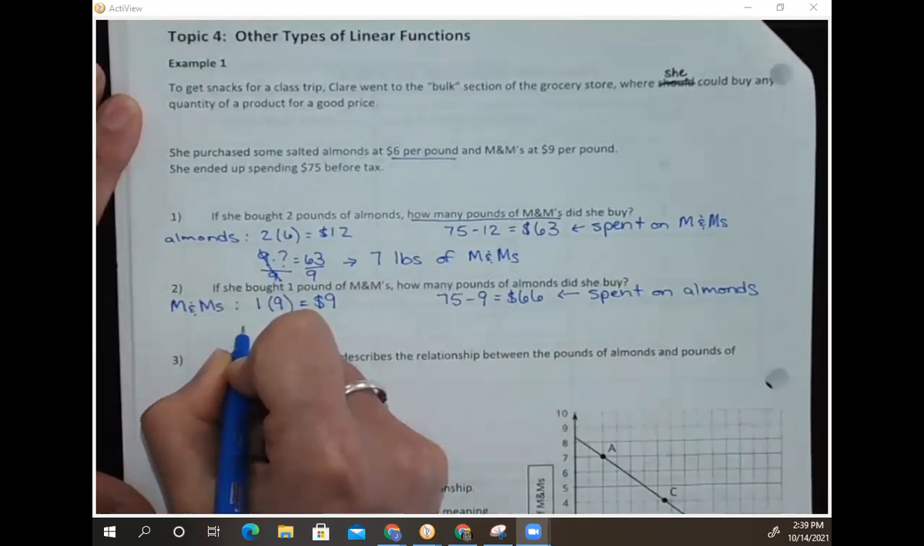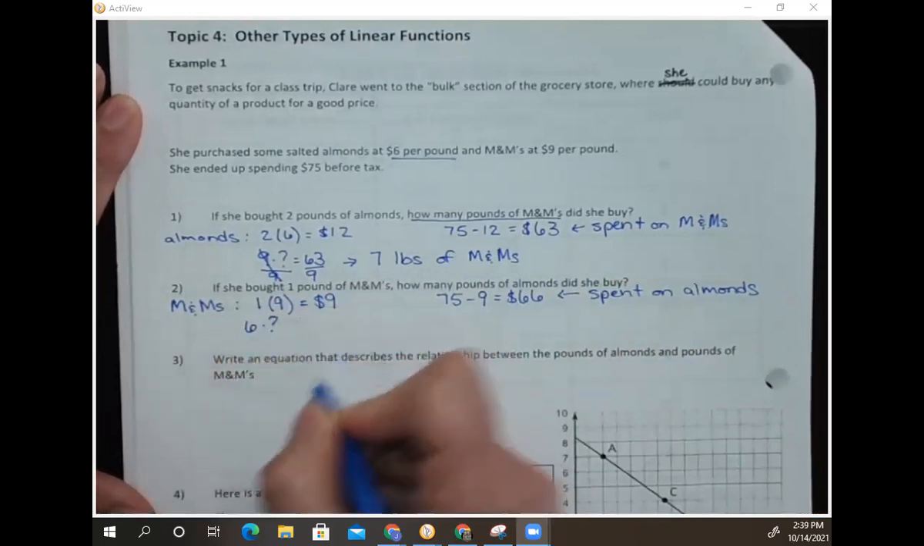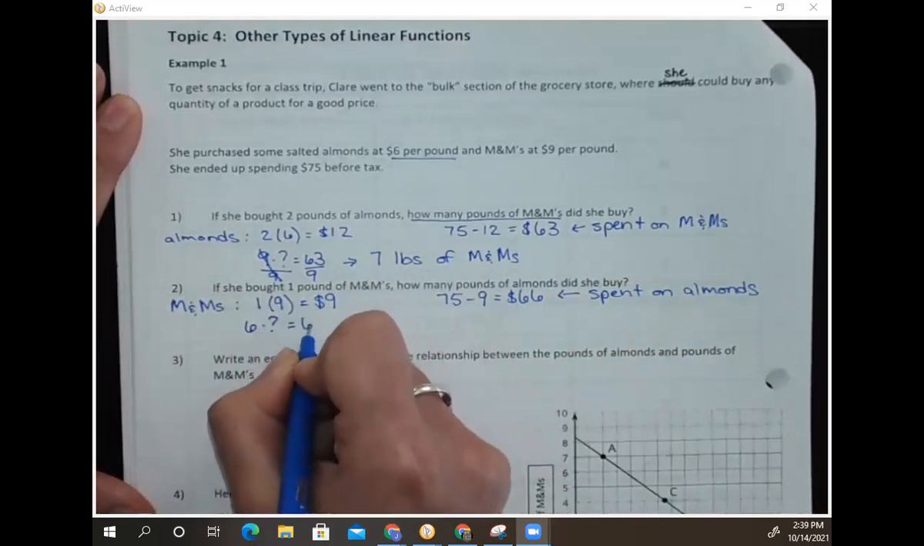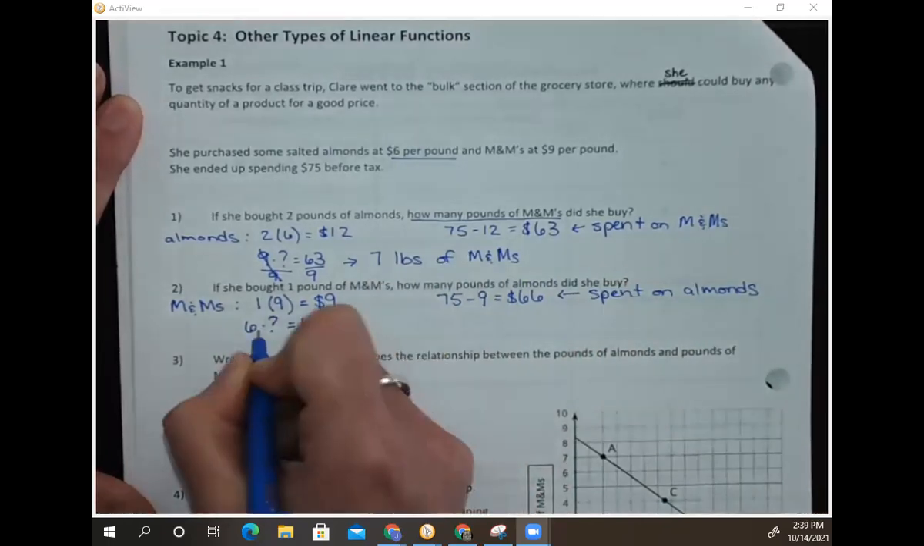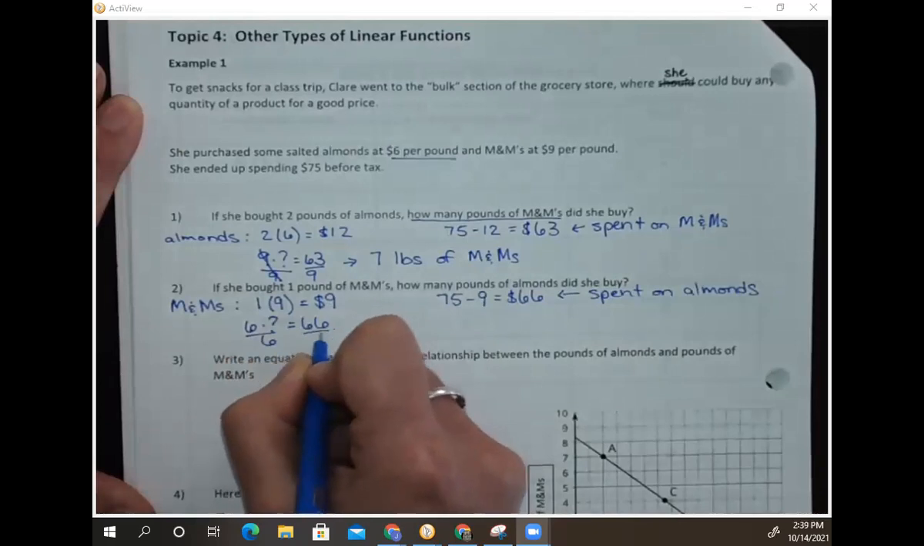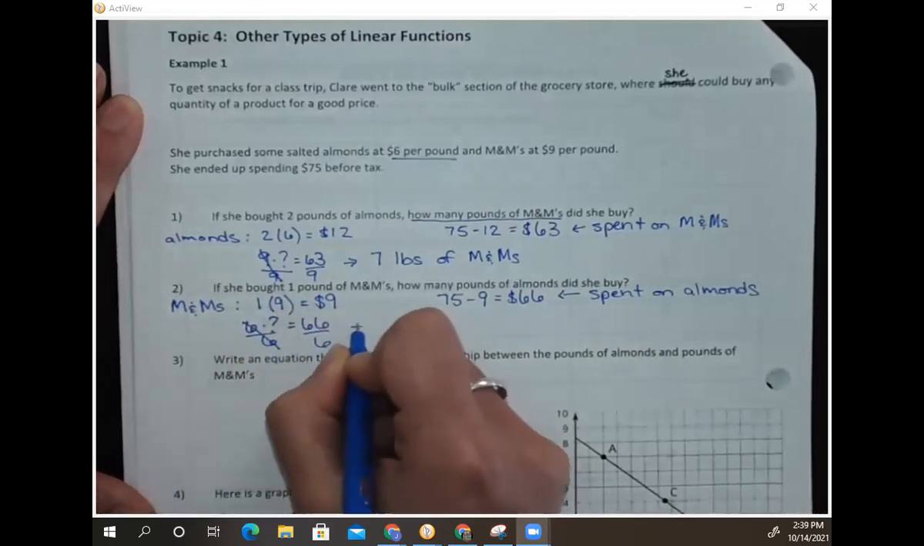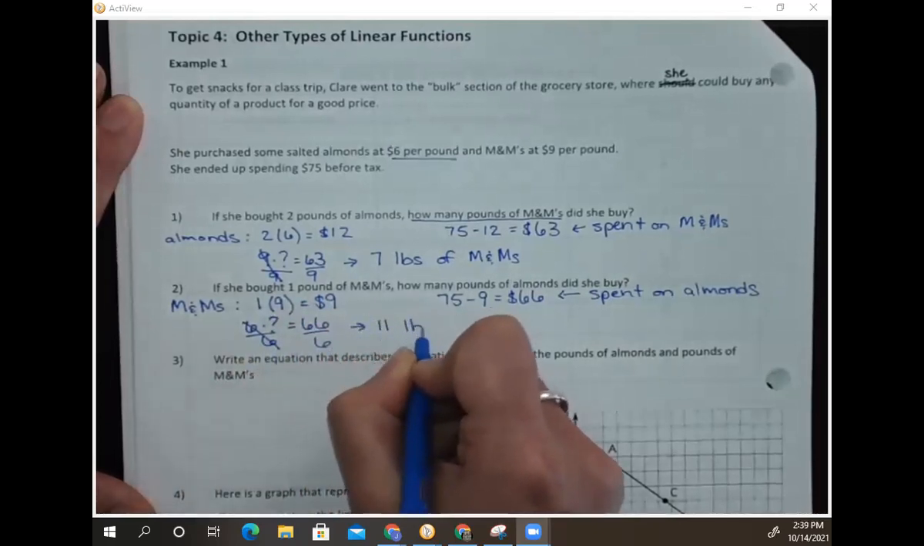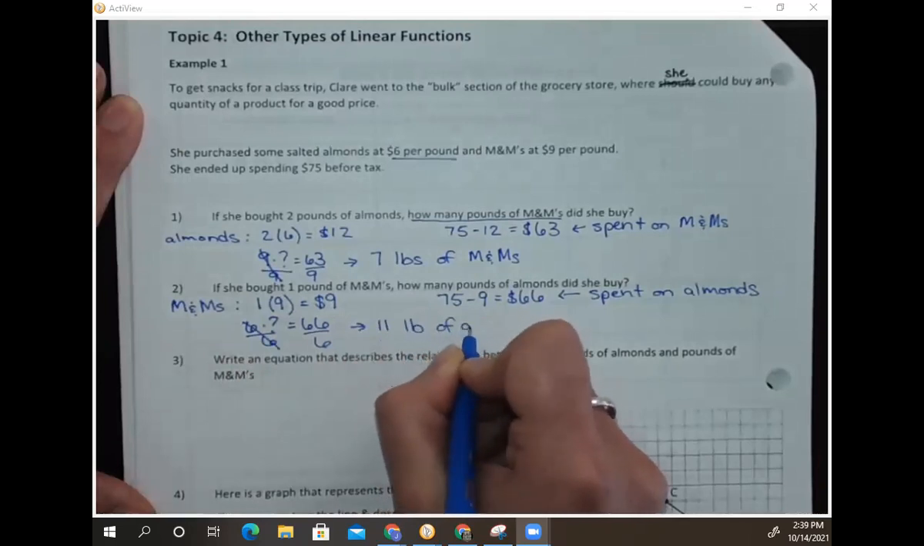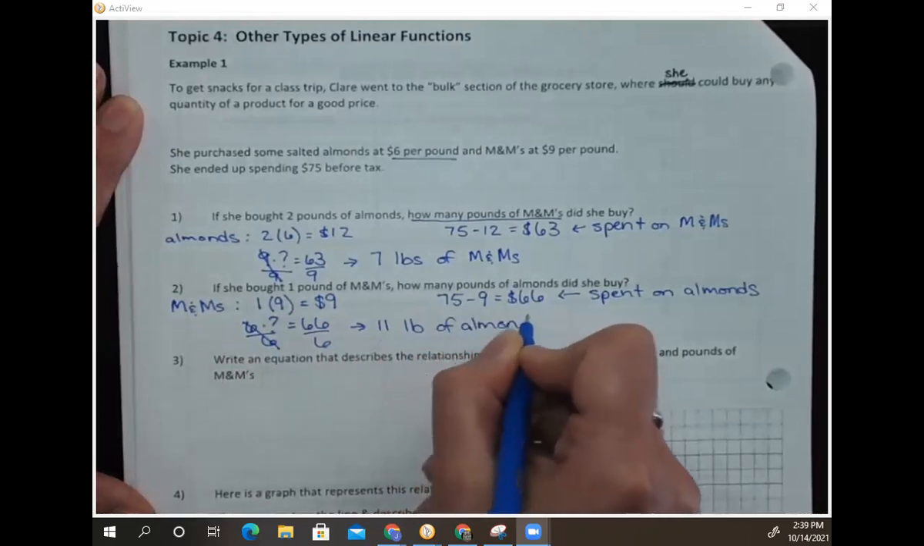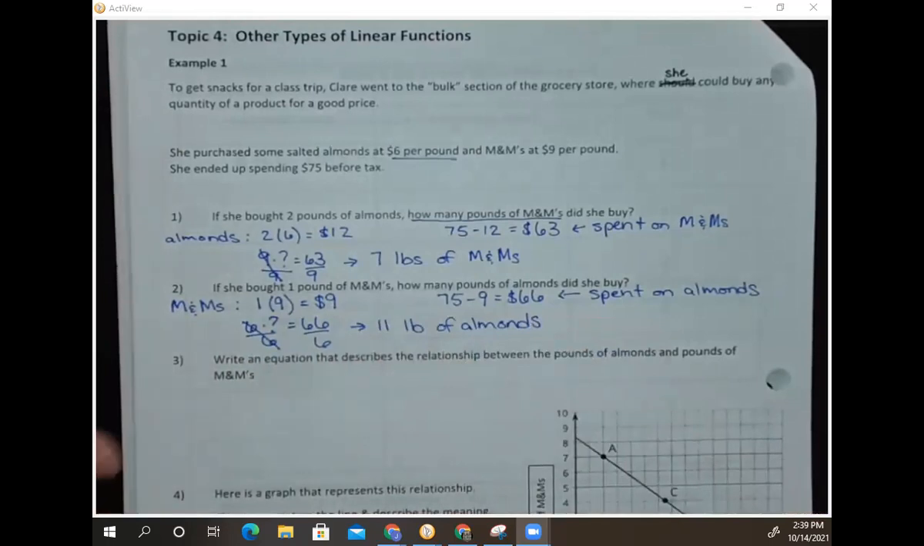So now almonds are $6 per pound. I'm not sure how many pounds I bought yet, but I know it costs $66. So I'm going to divide both sides by 6, and that tells me that I bought 11 pounds of almonds. We get 11 pounds? Okay.